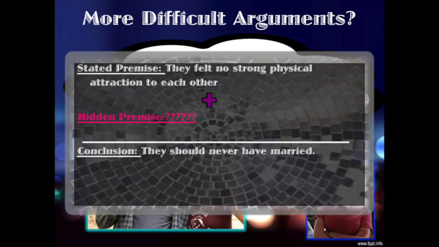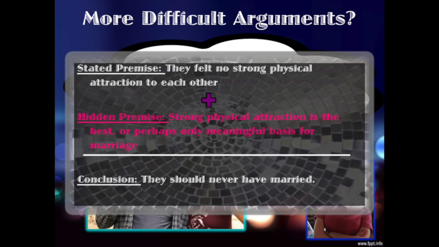So they felt no strong physical attraction to each other. Therefore, they should never have married, as if that's the only reason being offered for why this couple shouldn't have married. So what's not being said, but what is implied, is the hidden premise. And the hidden premise here, which I've worded this way, but of course since it's not stated, it's implied, it's not written, so you would write it in your own words. It doesn't have to look exactly like mine. But anyways, the hidden premise here is that strong physical attraction is the best or perhaps only meaningful basis for marriage. Again, not stated, but it's definitely implied in the argument.